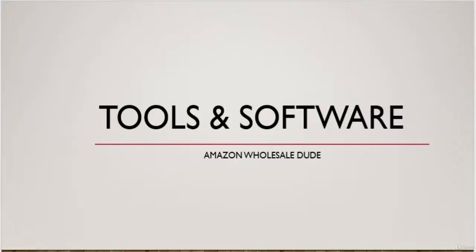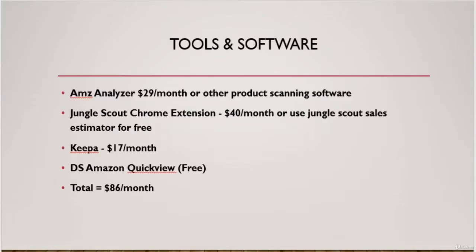Greetings. In this video, we will be going over the tools and software you will need to help you get started and run a successful Amazon business. First, you will need AMZ Analyzer or another product analyzer to help you scan product lists and find profitable products fast and easy. They can help you quickly scan through product lists containing thousands of products in a matter of minutes. AMZ Analyzer is $29 a month and is what I use.